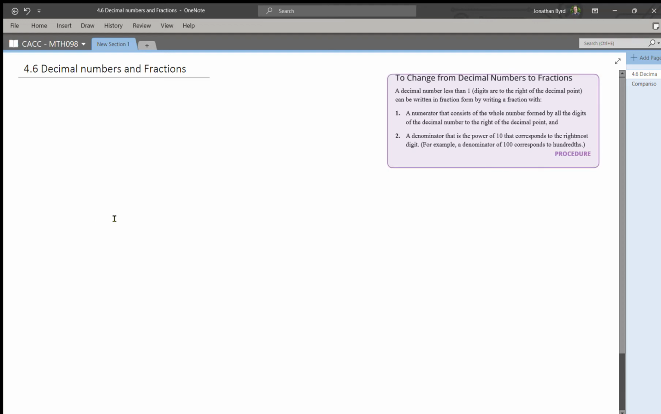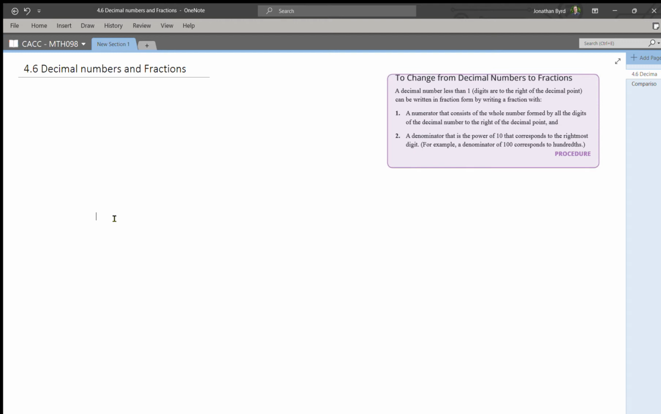Okay, section 4.6 talks about decimal numbers and fractions, and specifically we're talking about if we're given one, how do we change to the other? So I pulled a snip from the book that talks about how to change a decimal number to a fraction.